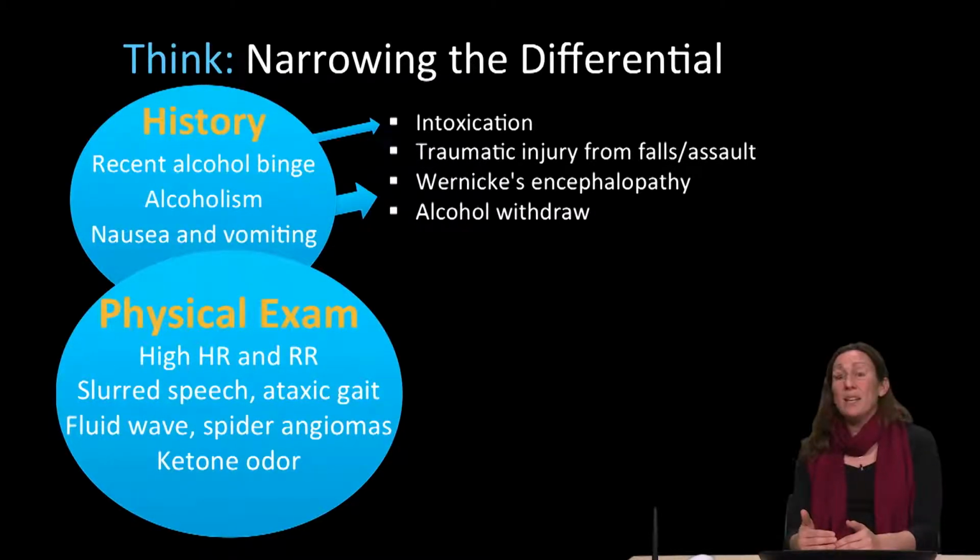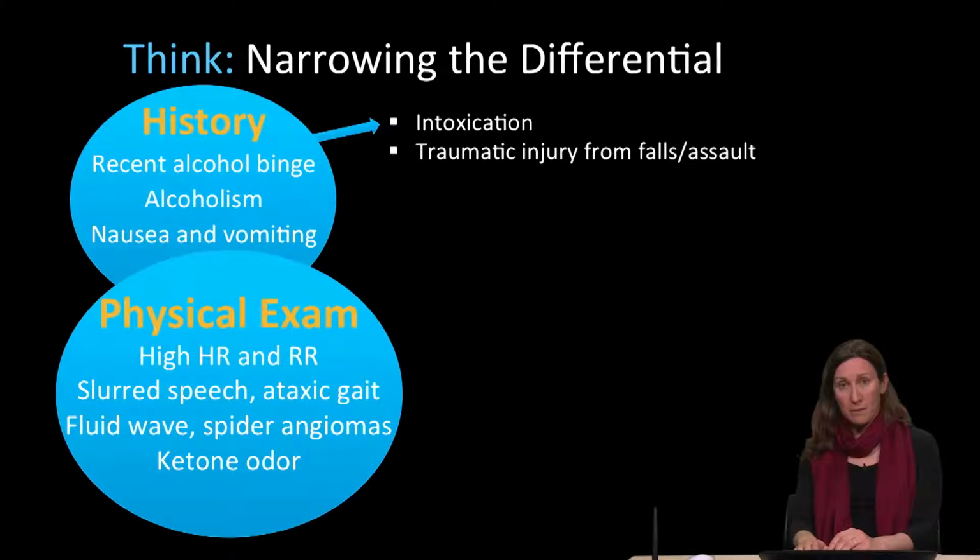Knowing that he's a chronic alcoholic, I also really think we need to keep Wernicke's encephalopathy on our differential, or that he may be going into alcohol withdrawal as his agitation increases. On physical exam, we found him to have a high heart rate and respiratory rate, slurred speech and an ataxic gait, a fluid wave in his abdomen, spider angiomas, and a ketone odor. So the physical exam has given us a large amount of information to work with.